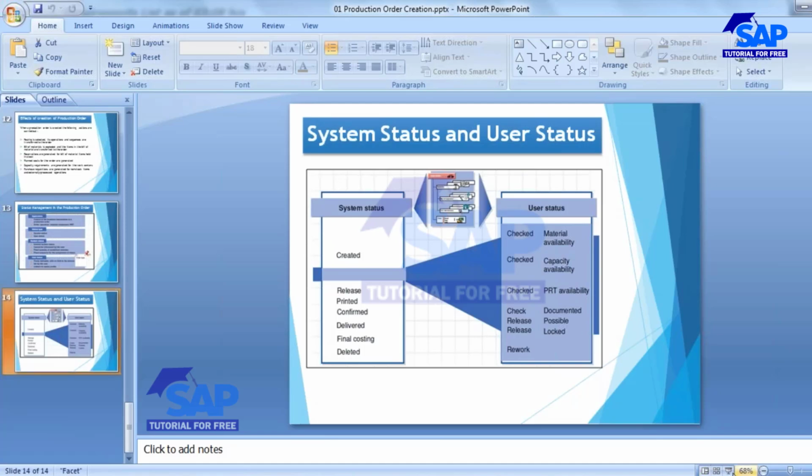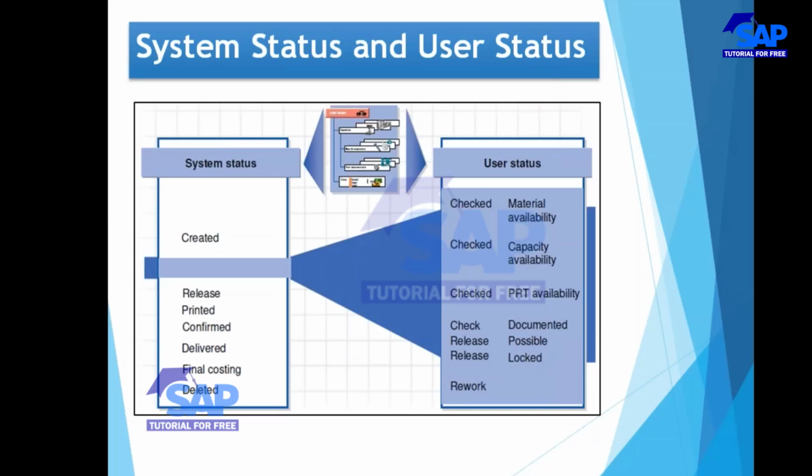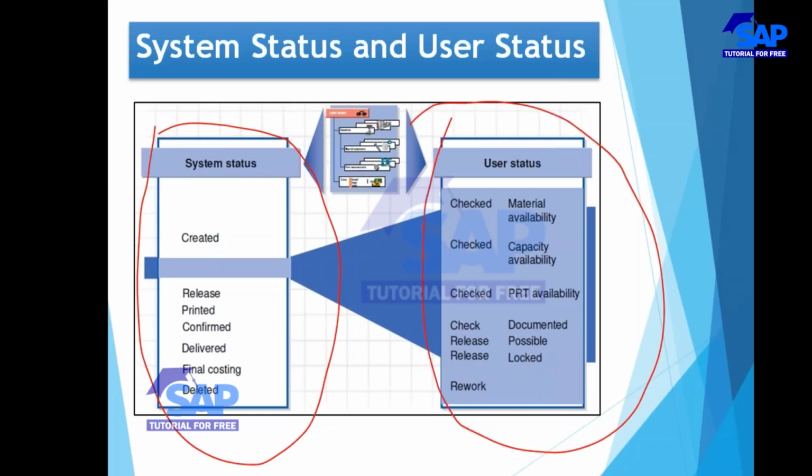Of course, you have two types of status. One is system status, which comes from standard SAP, and the other one is user status, which we create on our own. When we go to configuration, this time I will show you how to create this user status and how it is used. You will understand. System status comes from standard SAP, like, as I've shown, created.